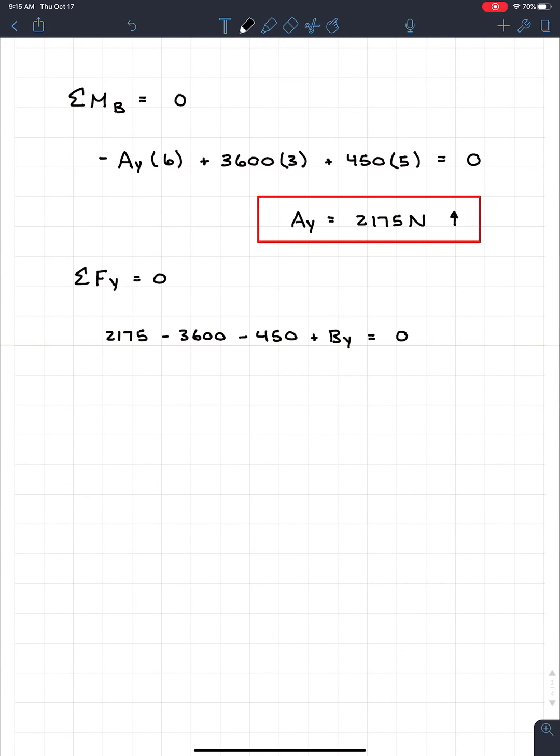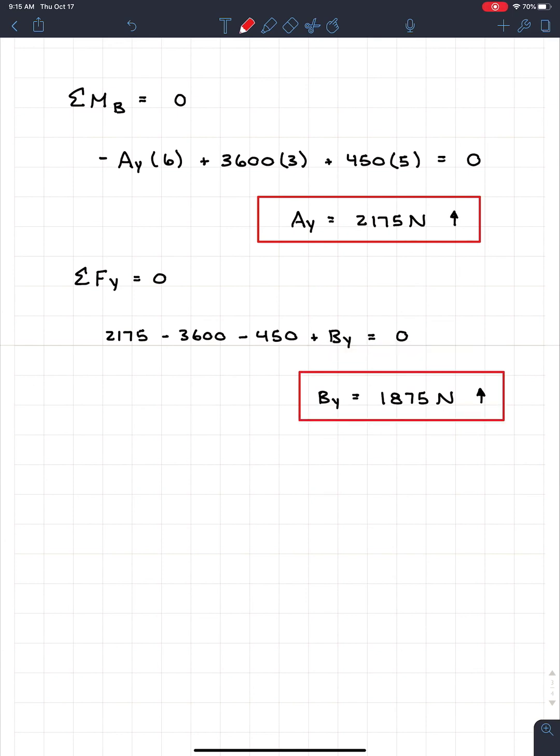So again, we have one equation, one unknown. This equation is even easier to solve. We get By is equal to 1,875 newtons. And again, it's a positive answer, so our assumed direction was correct, and our assumed direction was upwards. So we can just put it like this, and there we go. Ooh, that box doesn't look too good. Let's try and just make it just a little bit better.